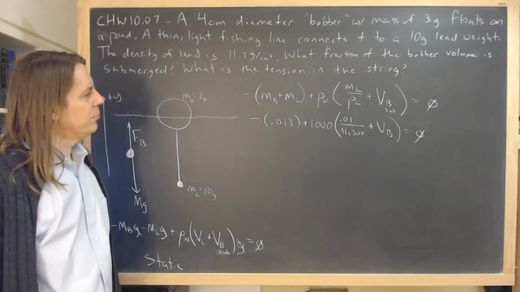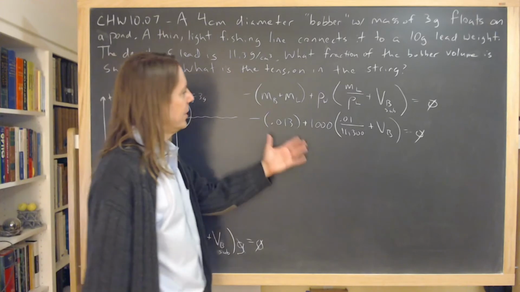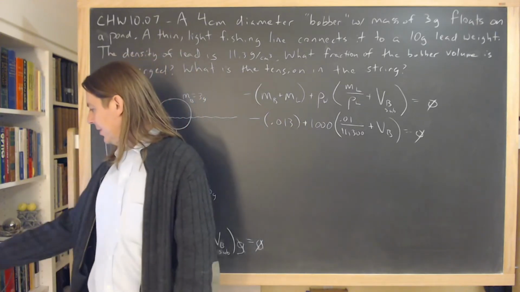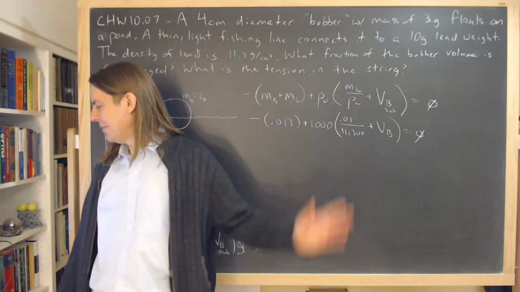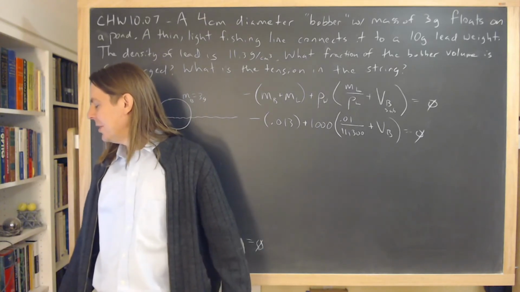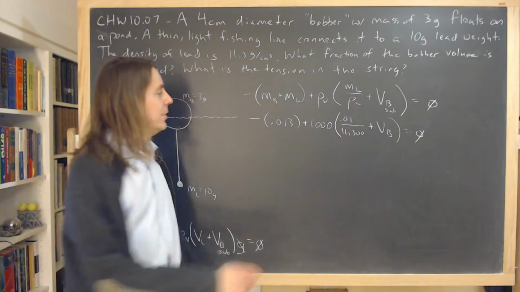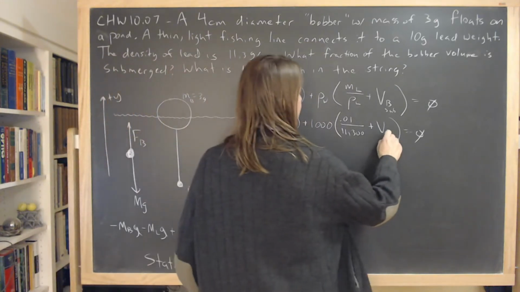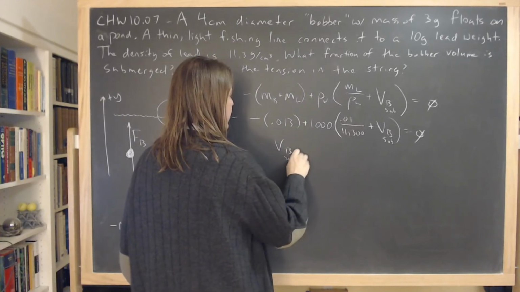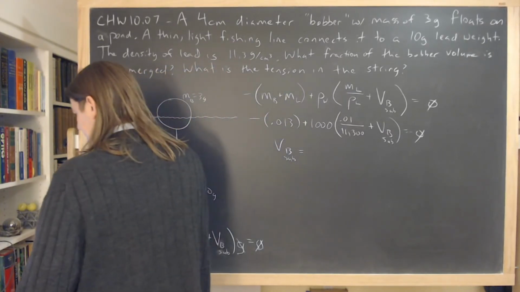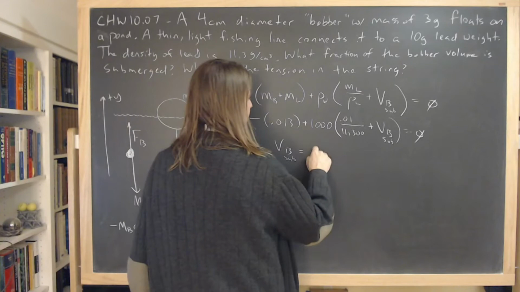So you go through and run these numbers here, and I wrote it out kind of differently, the way I set it up. I actually found one of the volumes, etc. But if you do it, you're going to get that the volume of the bobber submerged is 12.1 centimeters cubed.